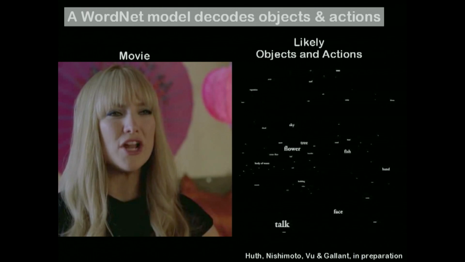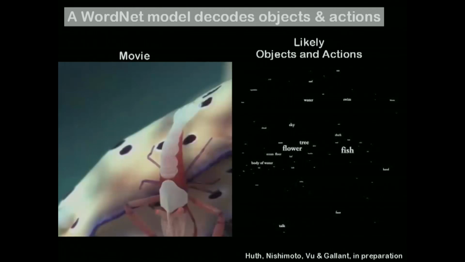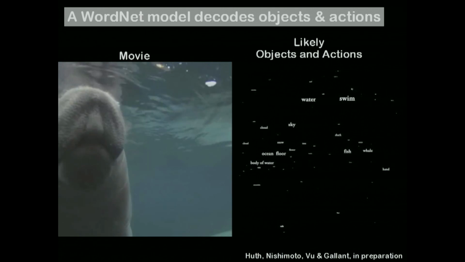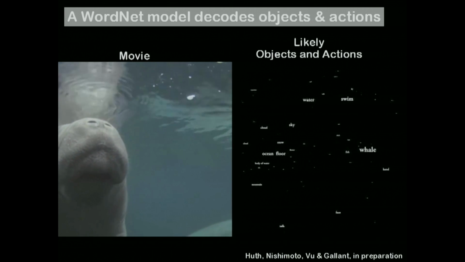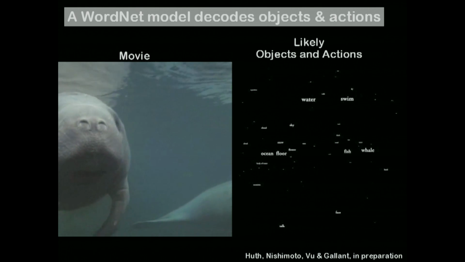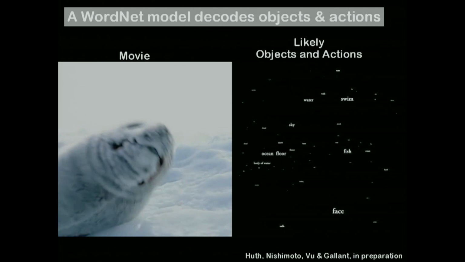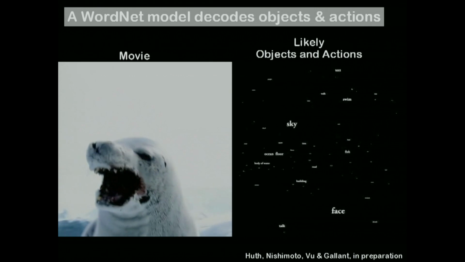Here's a woman talking, face. Here we go back to an ocean scene. We get fish, swimming, water, shark. There's no shark. But OK, this is actually a manatee. It thinks it's a whale because manatee isn't in our data set. But that's pretty good. Guessing a whale for a manatee is pretty close. So you can see that this thing works amazingly well, right?